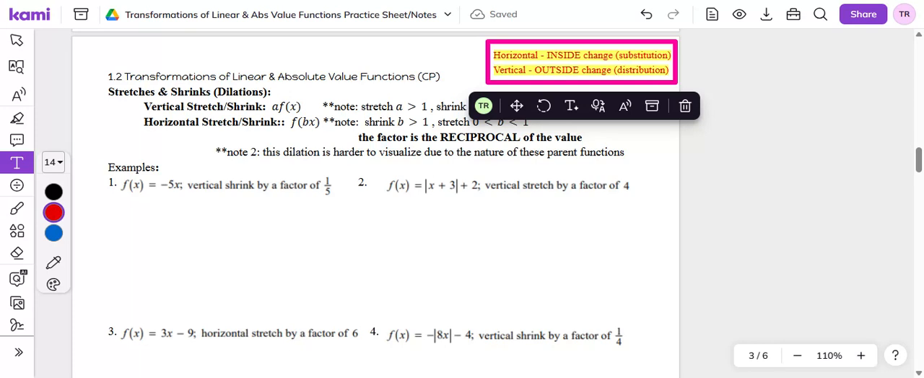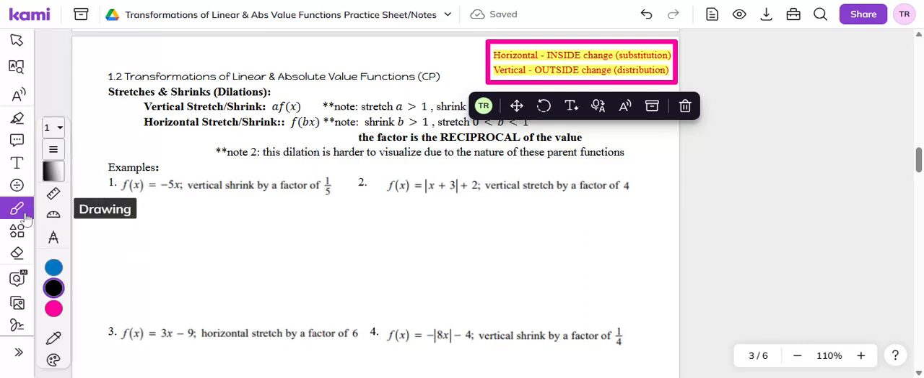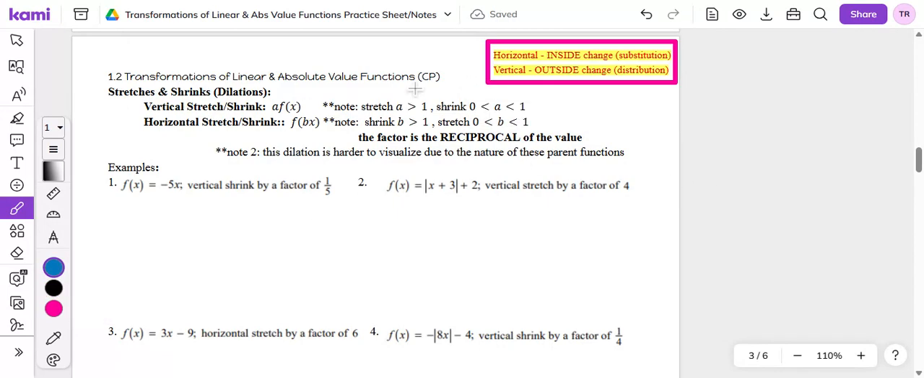Okay, welcome back. Here's video 3 on transformations. Again, hopefully we're doing okay with the translations and the reflections. Now we're going to take a look at our dilations, right? Those shrinks and stretches of our functions. So what we have here is, again, that pink box highlighted.